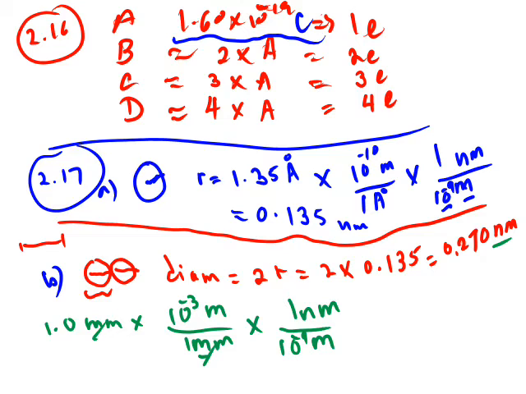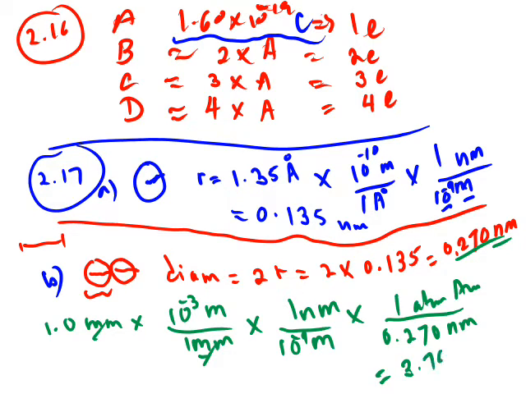And now I can use this value 0.270 nanometer, which is the distance spanned by a single gold atom. So atom, gold. Now you can do this calculation and you get 3.70 times 10 to the power 6 atoms of gold. So this is my answer.